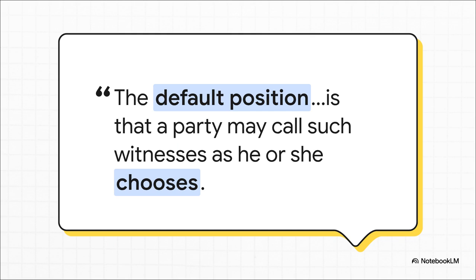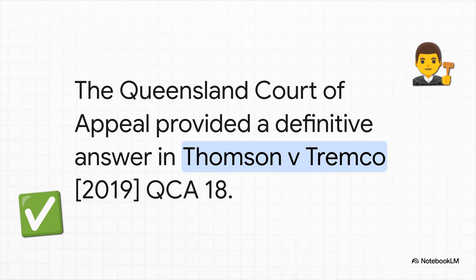But then, on the complete other side, you had Justice Freiberg. He argued really strongly that parties have a fundamental right to call their own witnesses. He pointed out that Rule 429G says a party may apply, not that they must. So, in his mind, the rule gives you an option, but it doesn't take away your basic right to build your case with the experts you want. So, who was right? This debate was messy, and it needed a clear answer.